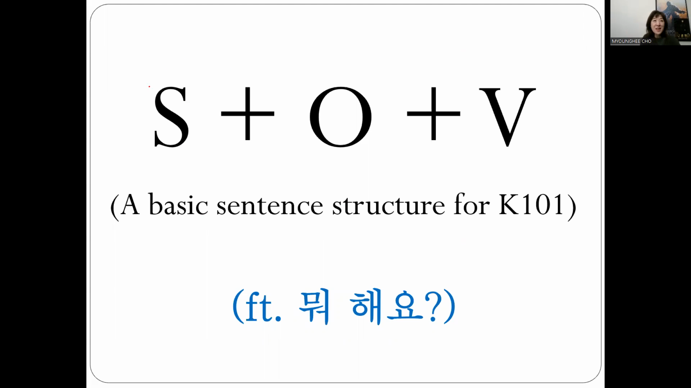SOV. This is a Korean sentence structure, right? Subject, object, and verb, or predicate, verb, or adjective. Anyhow, the predicate part is always located at the end of a sentence. This is the main difference between English and Korean, right? So this is different from English. The predicate part, verb or adjective, is always located at the end of the sentence.